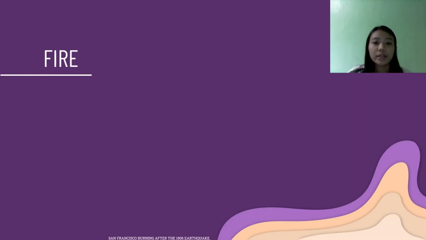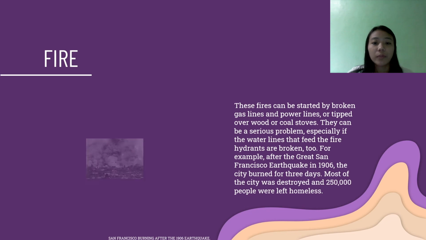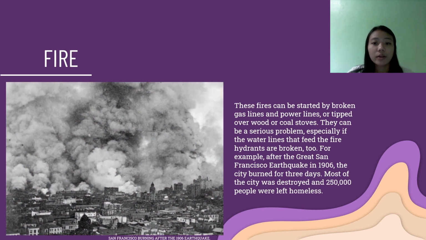These fires can be started by broken gas lines and power lines, or tipped over wood or coal stoves. This can be a serious problem, especially if the water lines that feed the fire hydrants are broken too. For example, after the Great San Francisco earthquake in 1906, the city burned for 3 days. Most of the city was destroyed, and 250,000 people were left homeless.